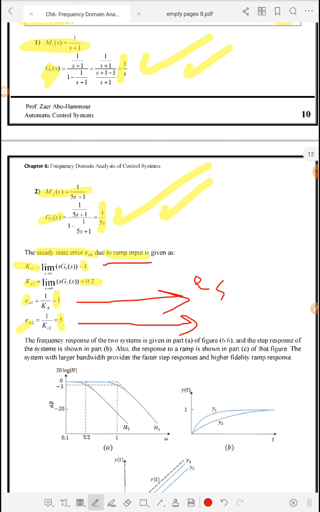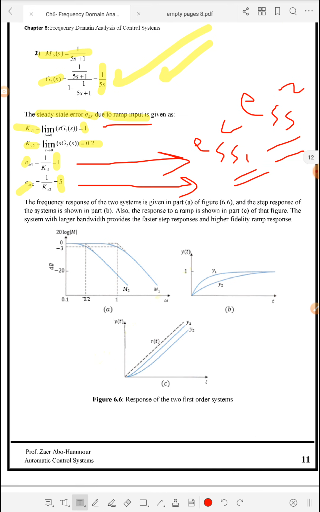So we expect that system 1 has a smaller steady state error than system 2. ESS1 is less than ESS2. So system 1 has smaller steady state error than system 2, and this is obvious from this figure. Here, this is the response of both systems, Y1 and Y2, due to ramp input. So it's obvious that Y1 is closer to the input than Y2. I wish that everything is clear in this regard.